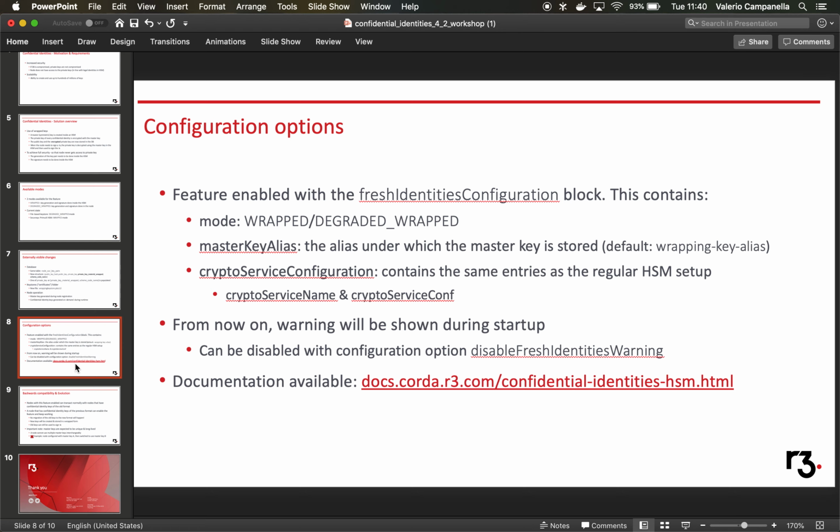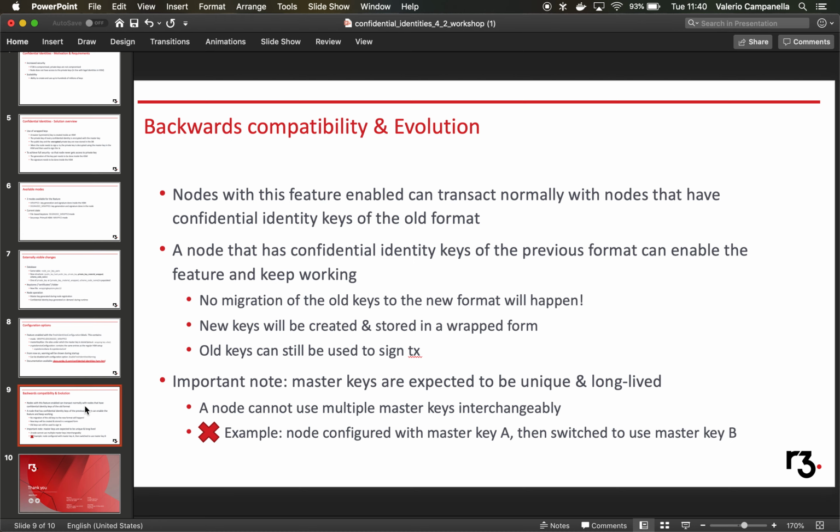Fantastic. In the setup instructions, at this point there's one specific brand of HSM that's supported. I assume the specifics of the setup for that HSM are in the instructions? Yes, if one visits the existing page for legal identity keys, it's exactly the same configuration as shown there. Okay, fantastic. And then Valerio, what is the impact in terms of backwards compatibility?